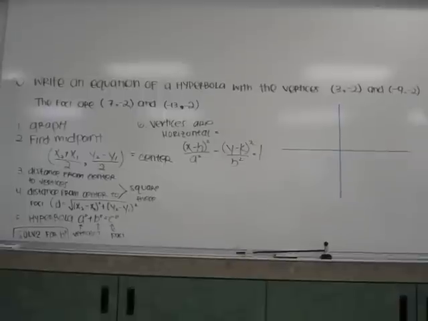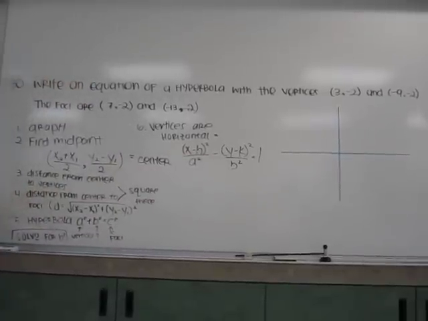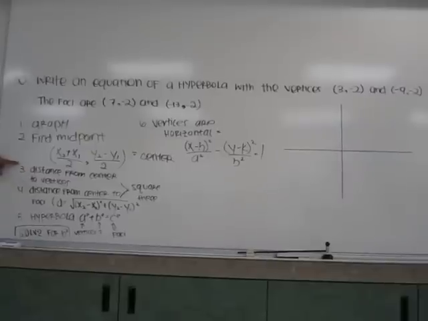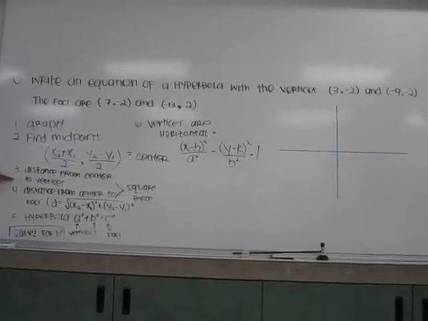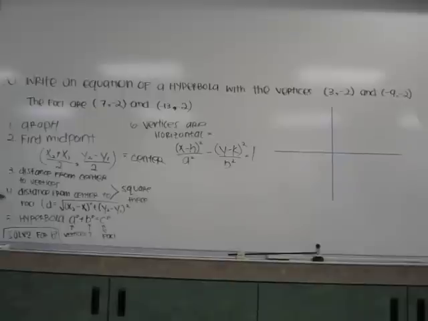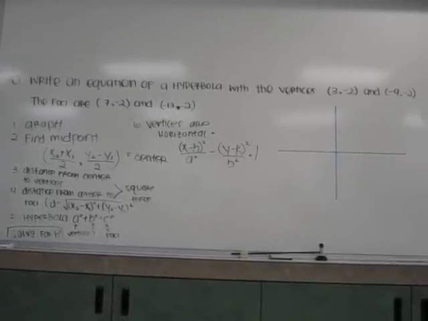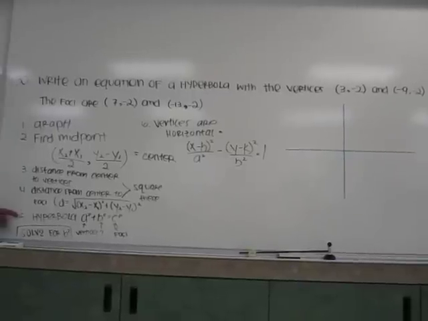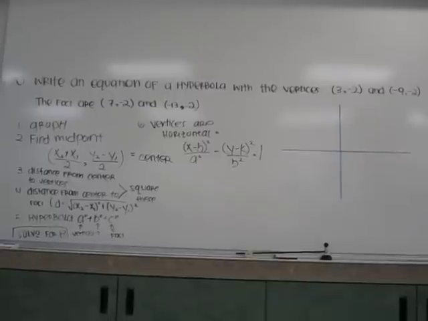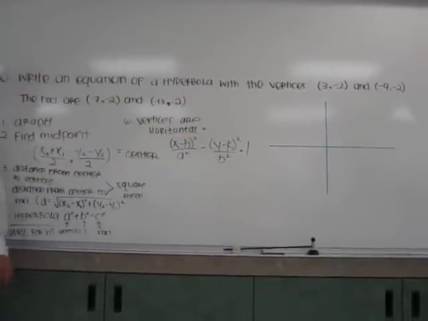Once you find out where that center is, you can fill out what h and k are in your final equation. Down here, you're going to find the distance from the center to the vertices. That's going to give you the value of a. Next, find the distance from the center to the foci. That will give you the value of c. Finally, to find the value of b, you're going to have to use a squared plus b squared equals c squared. Then you'll have everything you need. You can plug it in and you'll have your equation.